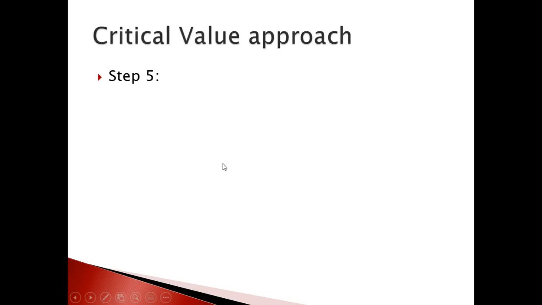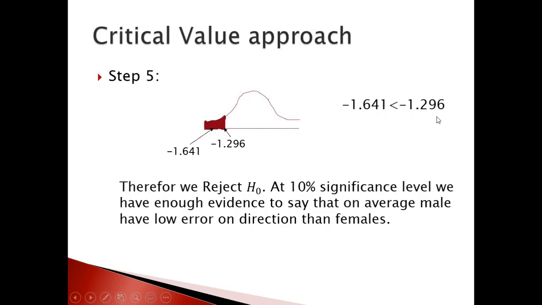Okay, step 5. Since we have found T value and T alpha value, we can compare those two values. You can see here negative 1.641 is less than negative 1.296. So we can say that we have to reject H naught. At 10% significant level, we have enough evidence to say that on average male have low error on direction than female. So this is our conclusion. This conclusion is really important at the end of the solution.